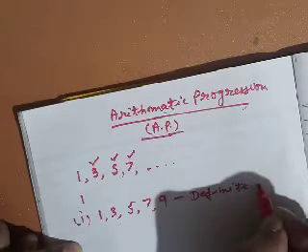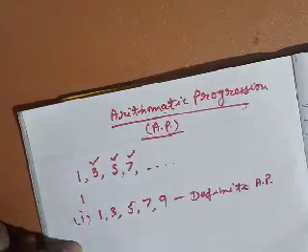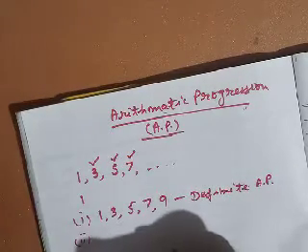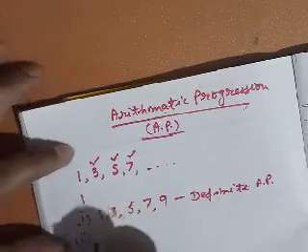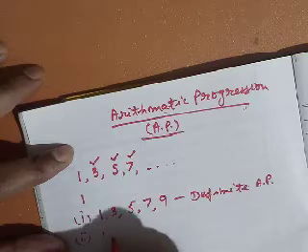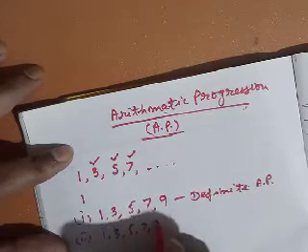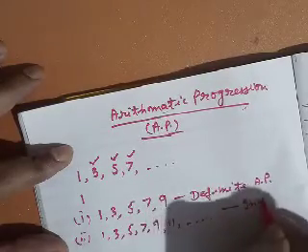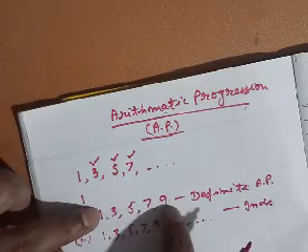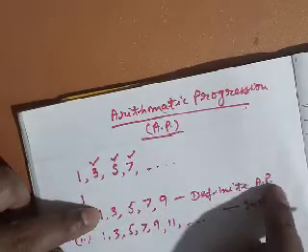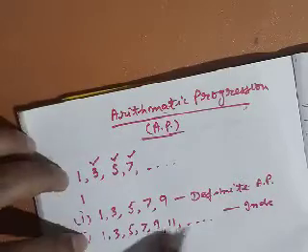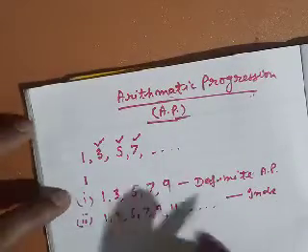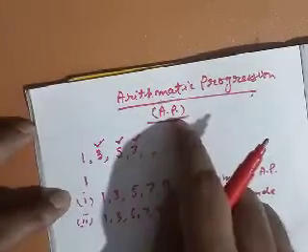Another is indefinite, meaning it has an infinite number of terms. Just like this: 1, 3, 5, 7, 9, 11, and so on. It is an indefinite AP. So a series which has a fixed number of terms is called a definite AP, and one which has an infinite number of terms is called an indefinite AP. Right? Now we will enter the terminology of arithmetic progression.